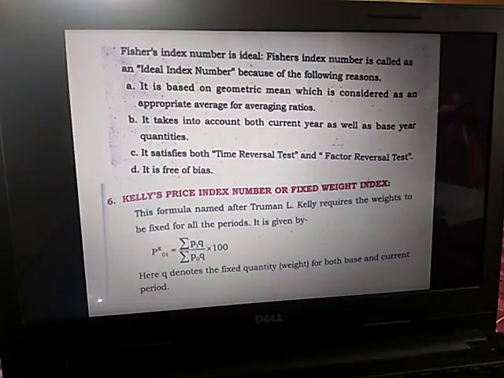The next method is Kelly's price index number, or fixed weight index. This formula, named after Truman L. Kelly, requires the weights to be fixed for all the periods. It is given by P superscript K 01 equals summation P1 Q divided by summation P0 Q into 100. Here Q denotes the fixed quantity, the weight, for both base and current period.